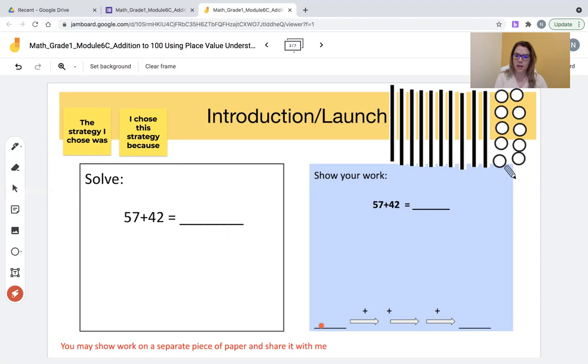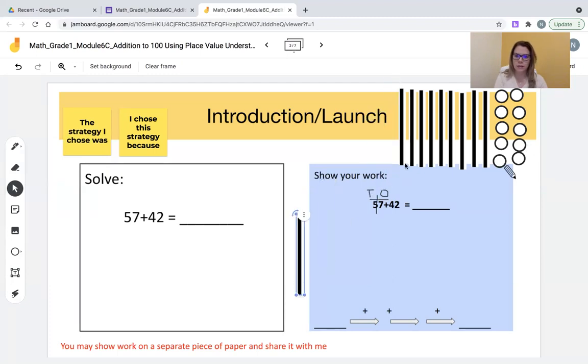Students and scholars of the first grade, I'd like to show you how I show my work using one strategy, and afterwards how I explain the strategy that I chose and why I chose this strategy. First, I'd like to solve using the base 10 blocks. I notice in the blue square, the first addend is 57. I'd like to break apart 57 using place value. Well, 57 has 5 tens and 7 ones. For that reason, I'm going to select 5 tens and 7 ones using the place value or base 10 blocks.